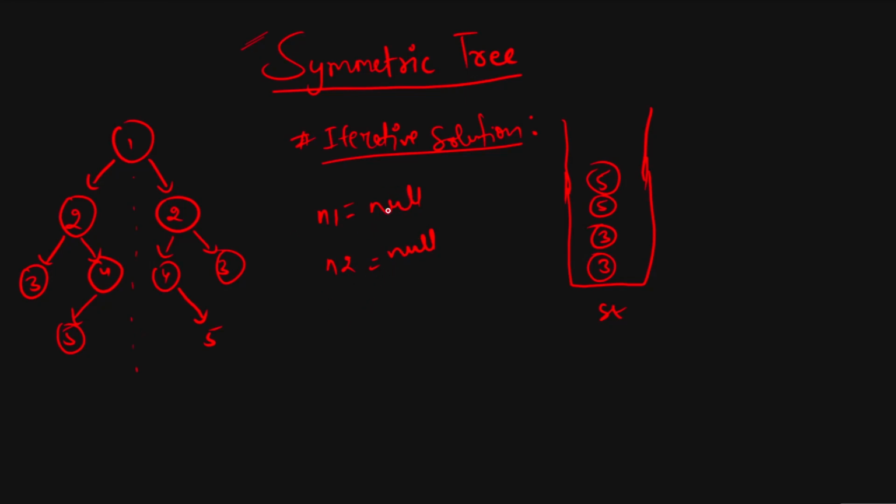But if both of them are null, then I will continue. Continue means I will again pop these two, 5 and 5. So now it is 5, it is also 5. Now I will check both of them, 5 and 5. So I will put its left and its right. So I can put both of them. So I can put null here. I can put 4 nulls here.